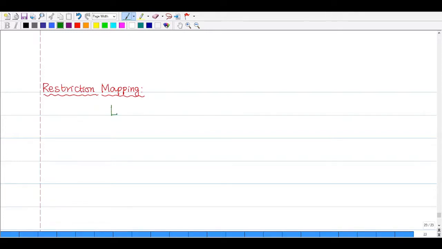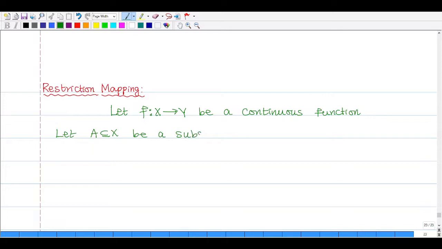Let f be a continuous function from X to Y. That means X and Y are topological spaces and f is a continuous function. Now I take a subspace of X. Let capital A, a subset of X, be a subspace of X. Then I define a new map.